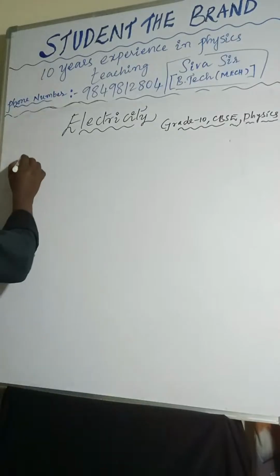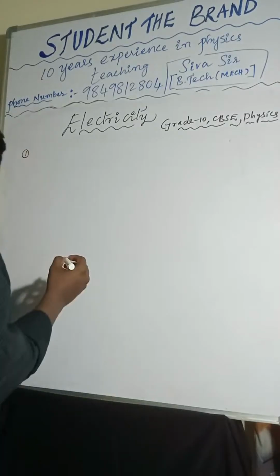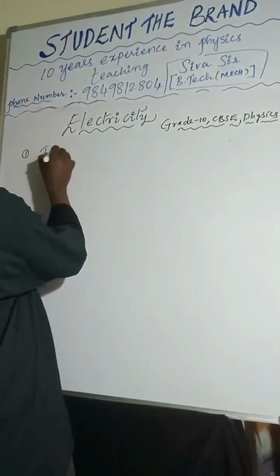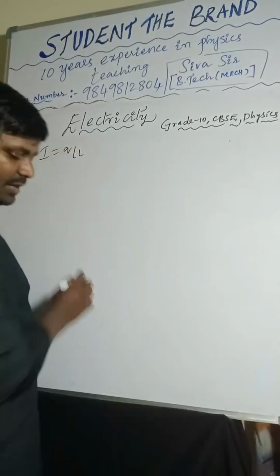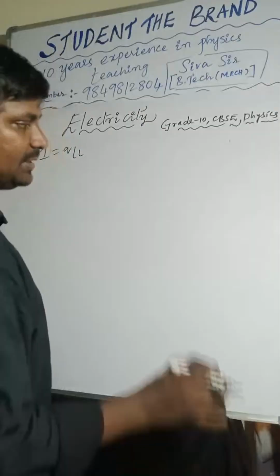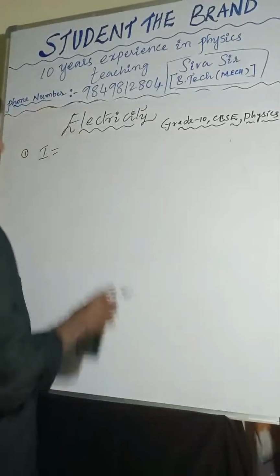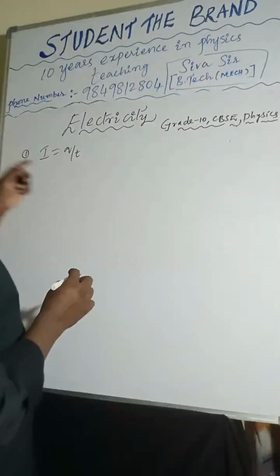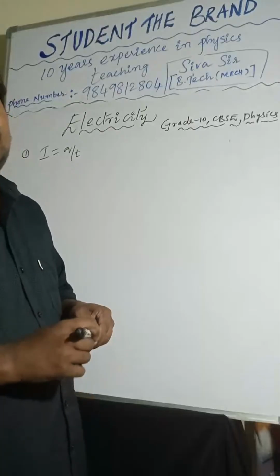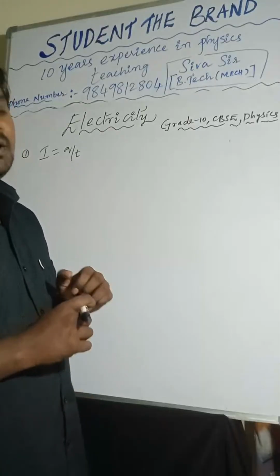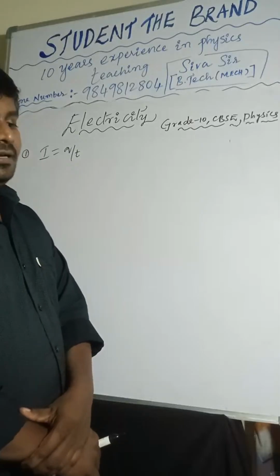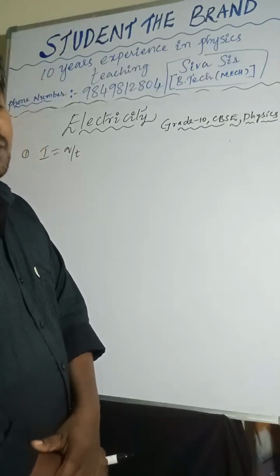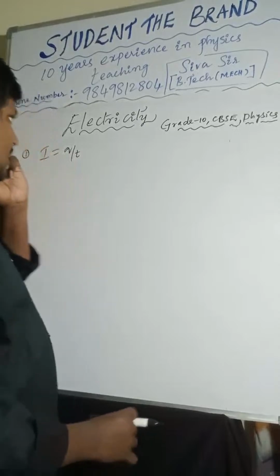So first point is electric current. I equal to Q by T. So I is the current. The rate of flow of charge is called current. I equal to Q by T.